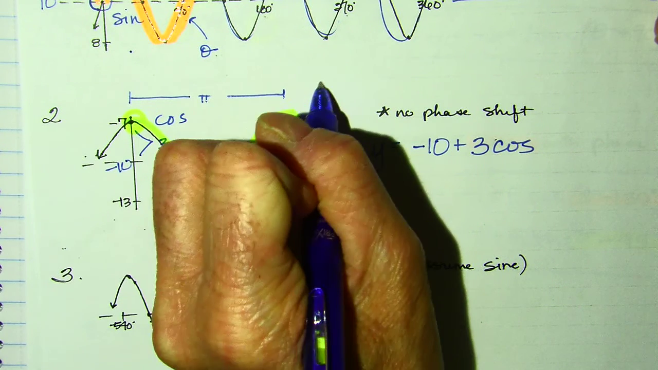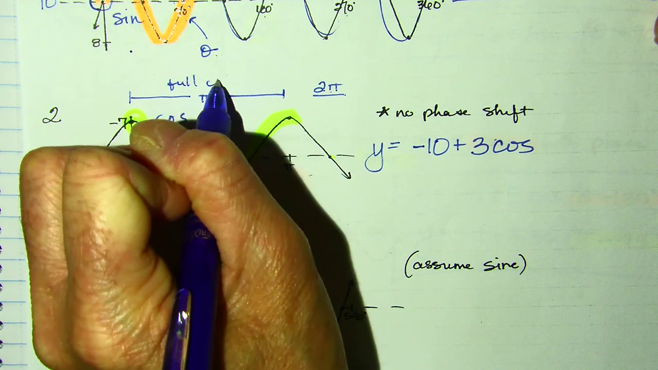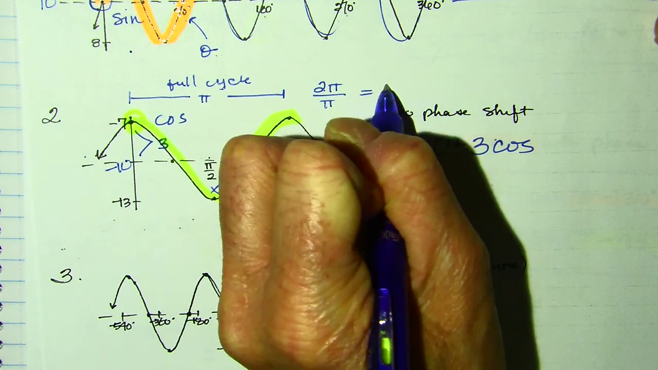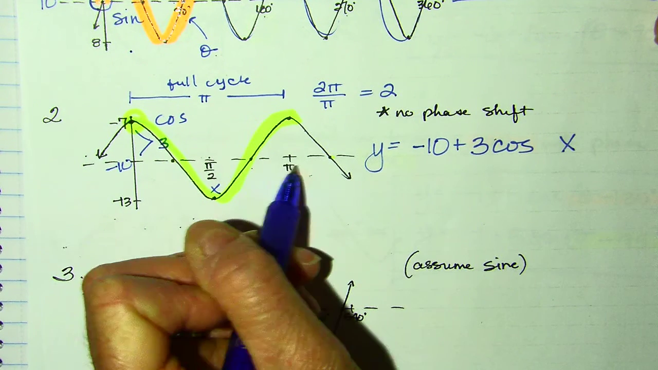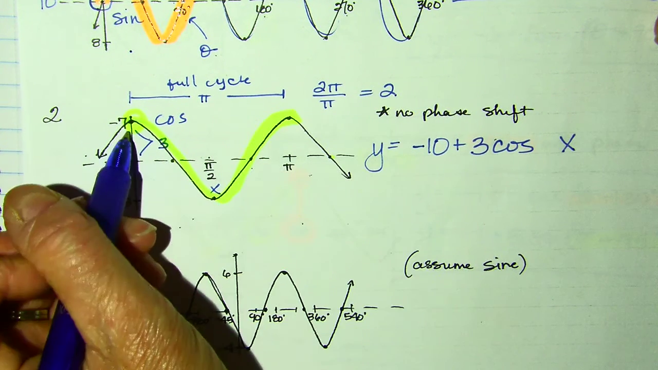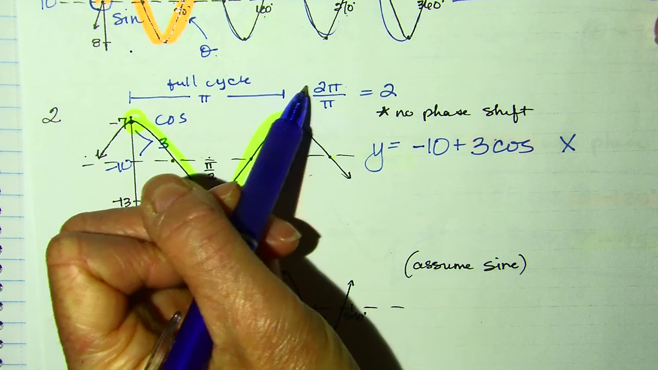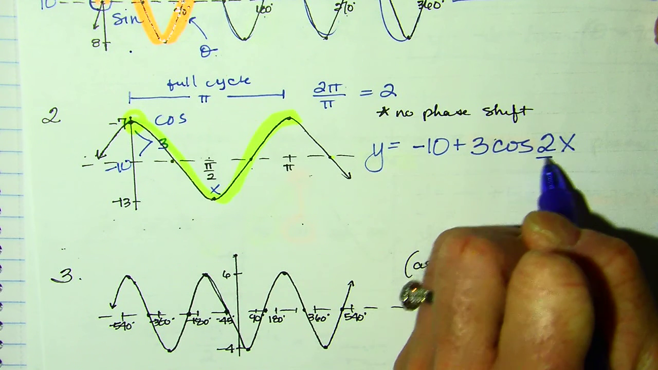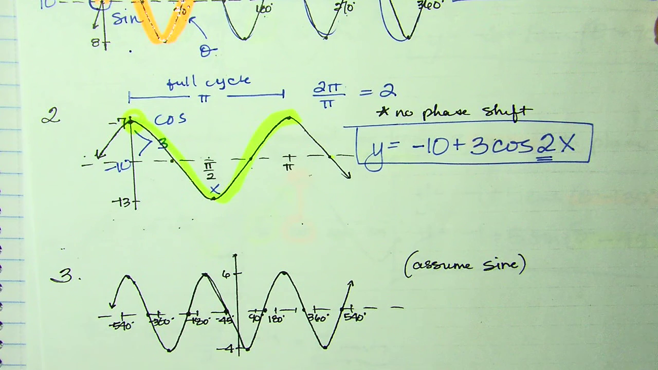So 2 pi divided by the full cycle of pi gives me 2. I'm using X because this is in radians, and there is 1 full cycle in pi radians, so 2 pi or 360 divided by pi is 2. So that goes here. And so this is my equation. Last one.